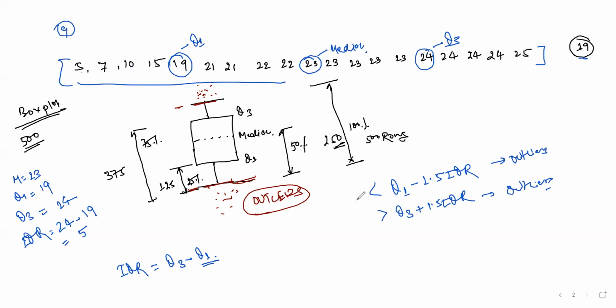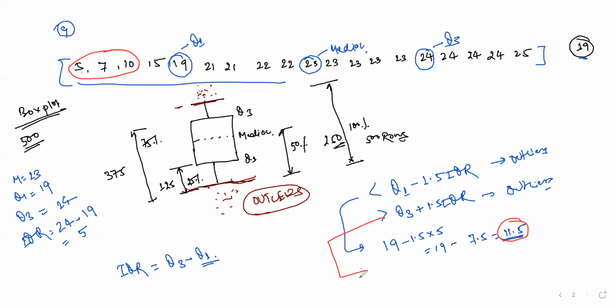Now find out the limit values. So Q1, that's 19, minus 1.5 times 5. That's 19 minus 7.5, which is 11.5. So we can say any value below 11.5 will be your outlier, right? So how many outliers do we have? Below 11.5, we basically have these three values, 5, 7, and 10. So 5, 7, and 10 are your outliers.